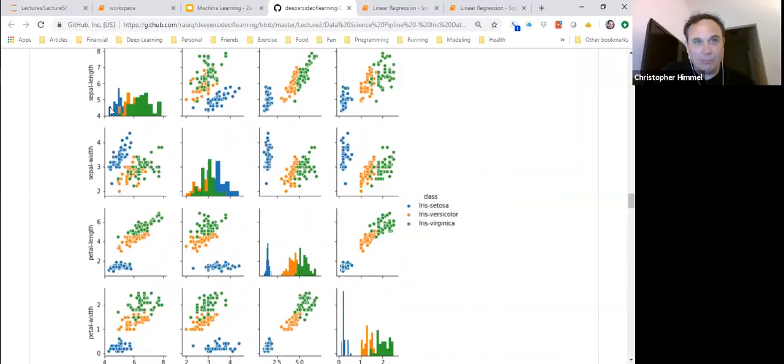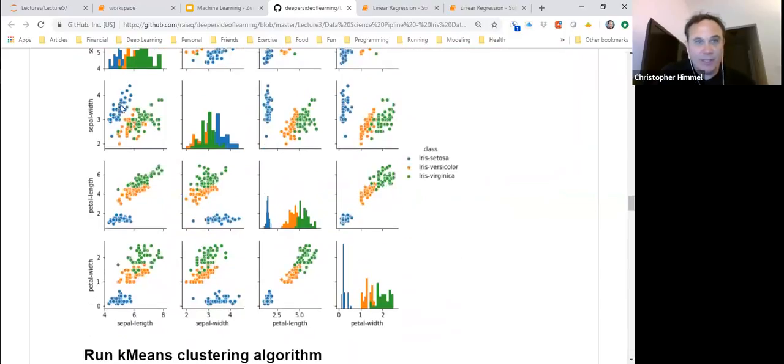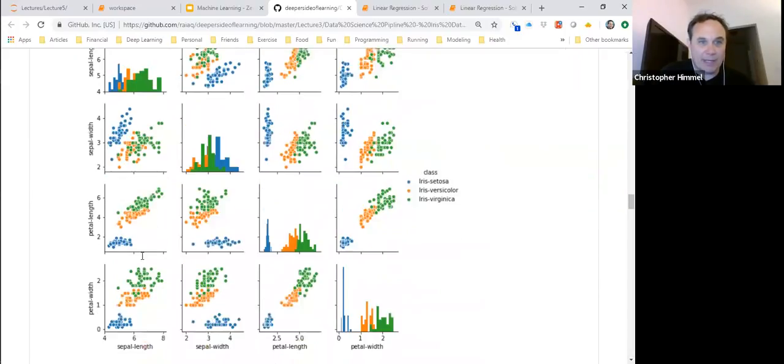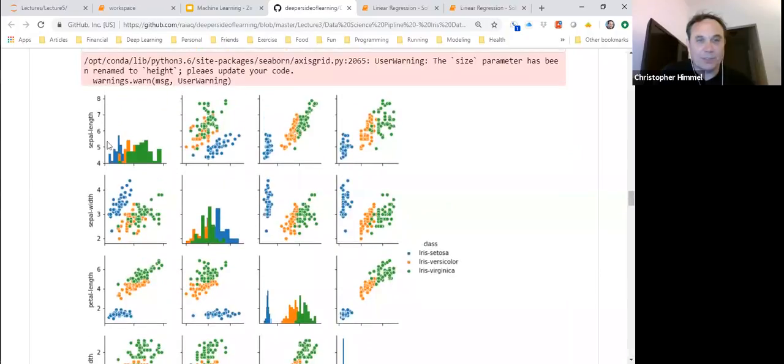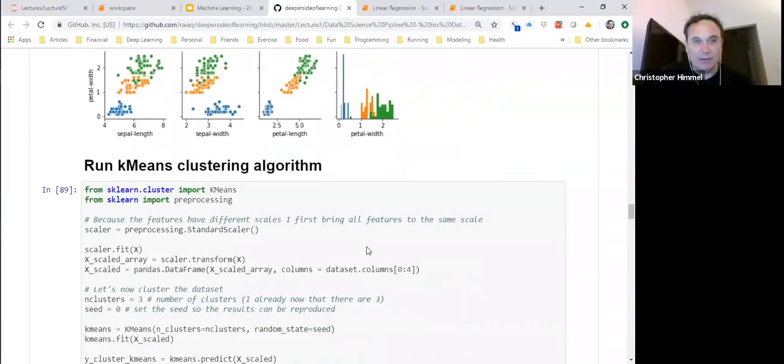So you can see that whichever one the blue is, which is Iris setosa, has the smallest sepal length. Because this one is a sepal length by sepal length. It's not a scatter plot; it's just a histogram. So it has the smallest sepal length, but then the Iris virginica has the biggest one. Whereas the sepal width is very wide for the Iris setosa. So just from these graphs, you can get very good information about these flowers.